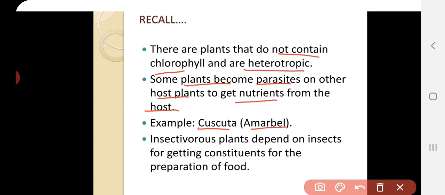And next category is about insectivorous plants, which depend on the insects for getting the constituents for the preparation of the food. So here it is partially heterotrophic and partially autotrophic.